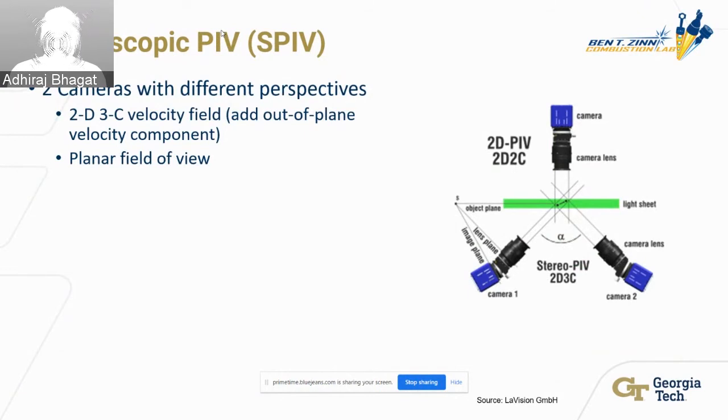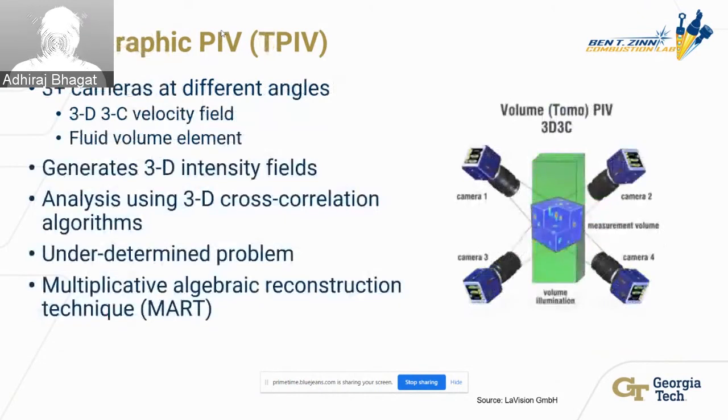Now we can take that a step further, and that's where we get to tomographic PIV, where if you use three or more cameras, you can now get a three-dimensional velocity field with all three components of velocity. So now instead of using a laser sheet, we're actually using what you can imagine as almost a rectangular slab.